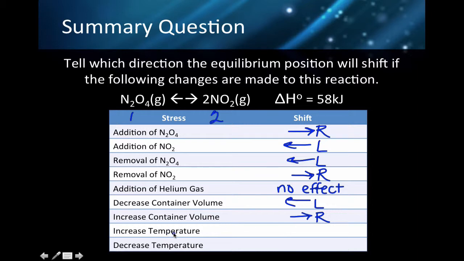And then an increase in temperature. This is an endothermic reaction, which means energy is a reactant. If I increase the amount of energy that's going in, it's going to shift to the product side. So this is going to shift right. And then it must do the opposite if I decrease the temperature, because I'm going to be taking away a reactant, so it's going to shift back towards the reactant side. So this one's going to go left.